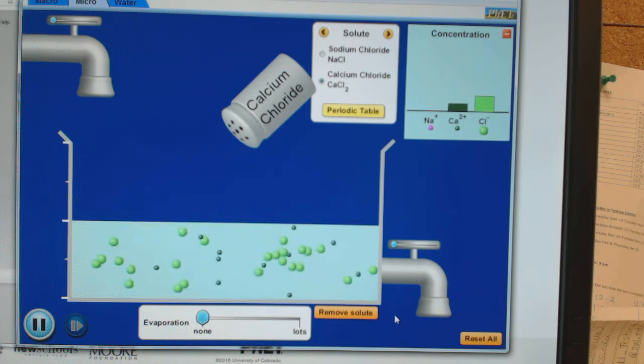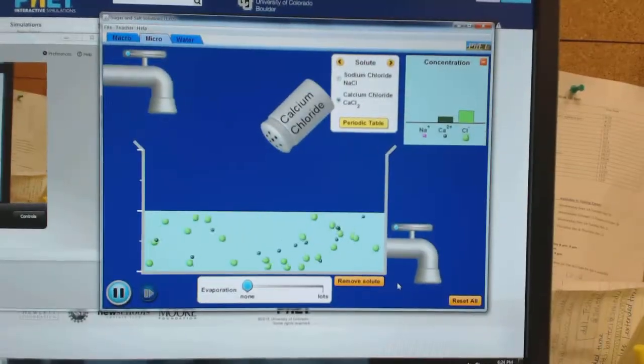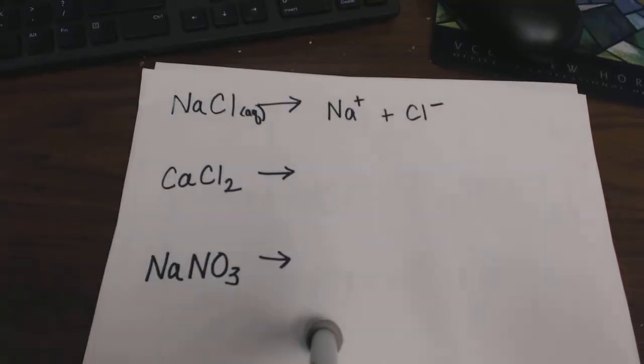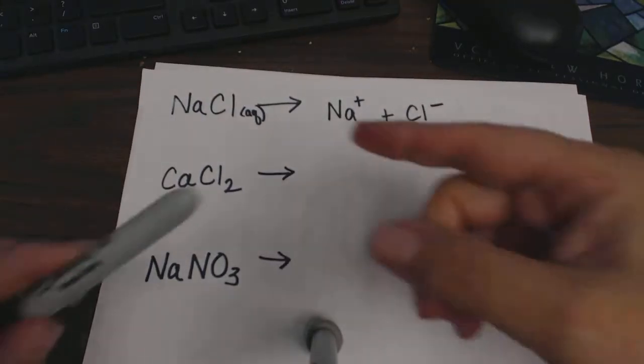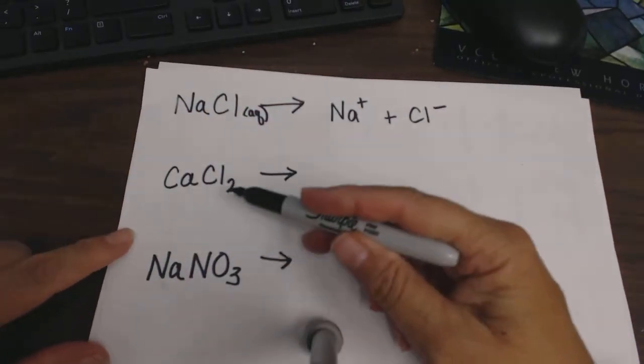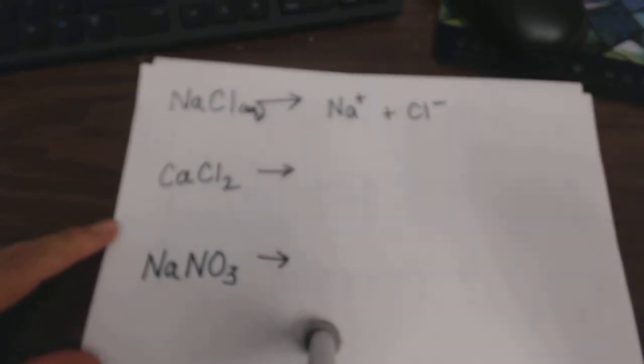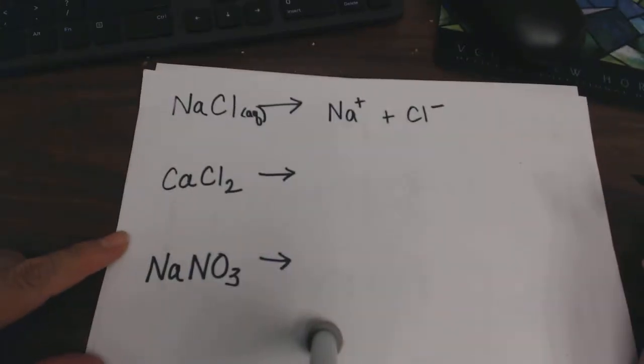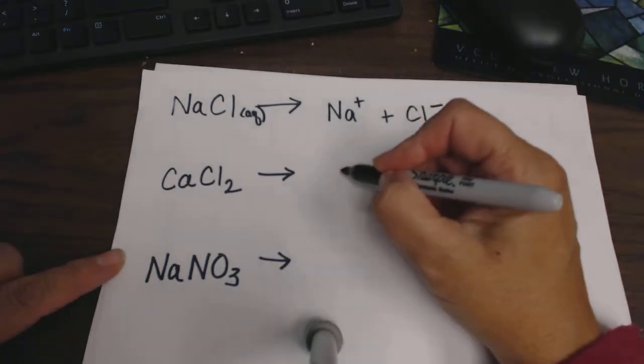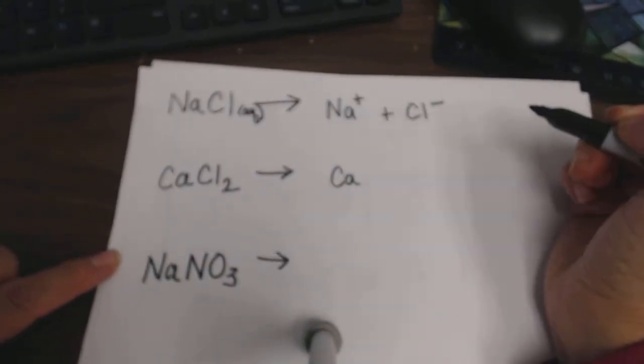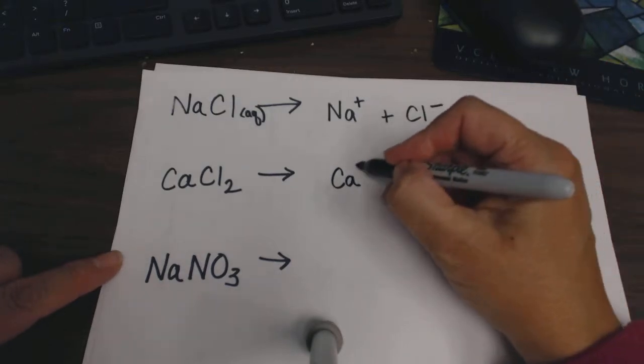So let me see if I can show you back down here on my paper. How would we represent this? Okay, I've got my calcium and my chloride. Well, realize that calcium and each of the chlorides separate into different particles. So there's three particles altogether. So the way that we represent this is to write the calcium ion, and calcium has a +2 charge.